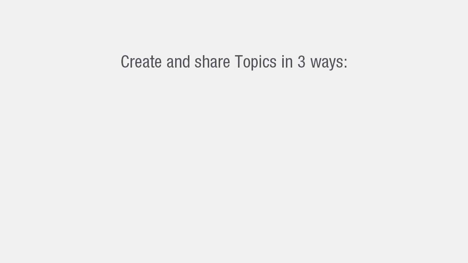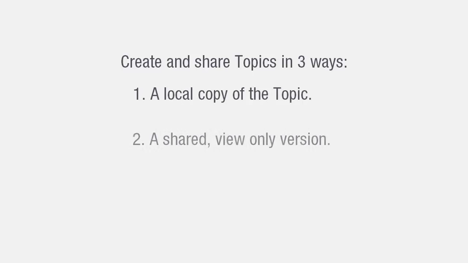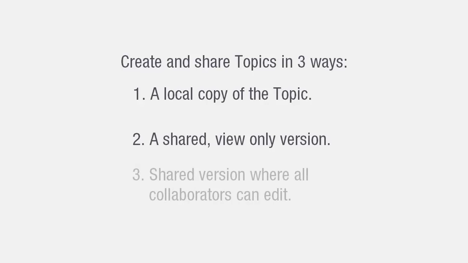There are three types of topics you can create. The first is a unique copy of the topic only available to yourself. The second is a view-only shared version of the topic. And the third is a shared version of the topic where all collaborators have editing access. Share and copy settings are also available for new and existing topics.